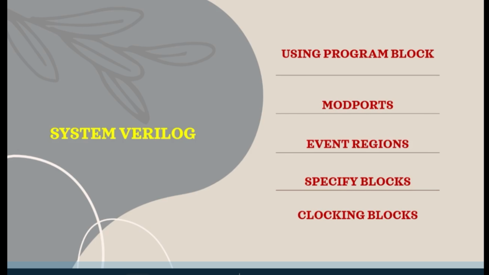Basically specify blocks you will see in both SystemVerilog and Verilog also. It is nothing but a special construct which is used to define the timing characteristics and delays of the signal. It is used to specify the delays of the signal within the modules. So it will allow designers to specify the delays across the modules, and it will also perform timing checks like setup time and hold time checks. All this will be performed in the specify block. So in SV it will also ensure that the inputs satisfy the timing constraints.